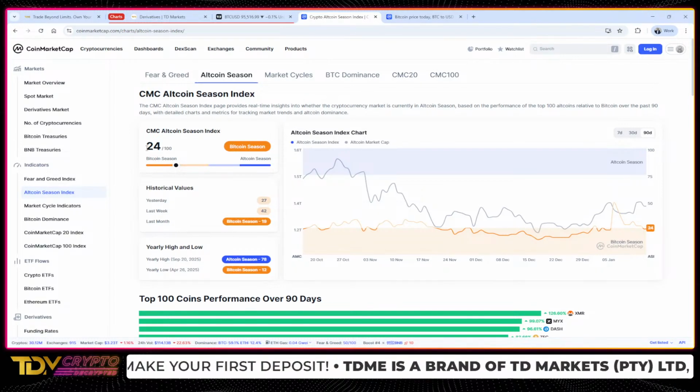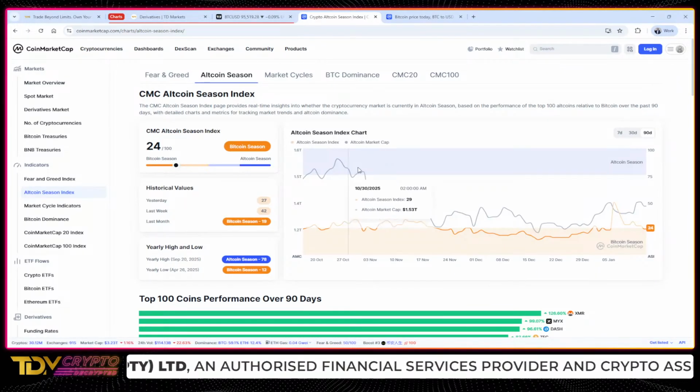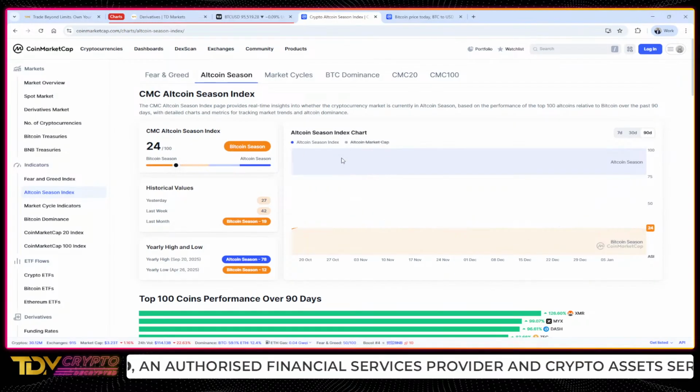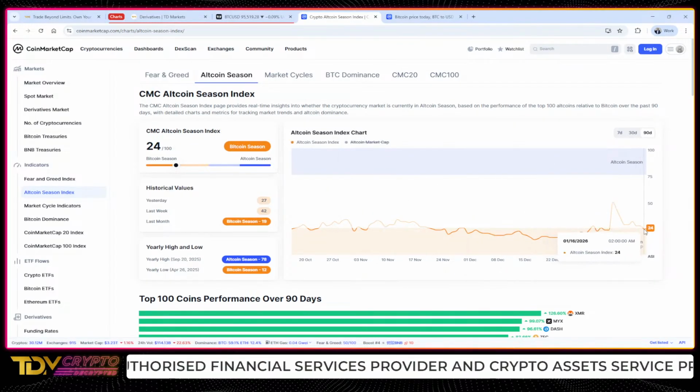If it says 100 over 100, what does that mean? It means that the 100 best performing coins are altcoins. So if there's 24 out of 100, and even 30, that means we are still in Bitcoin season. You guys can see, let me just remove that. This is where we are right now, all right?